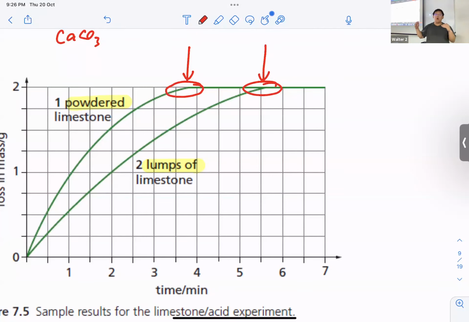But you notice that they all reach the same level of products. Understand? Okay, so this is how we interpret the graph itself. Clear? So the possible questions they can ask you is to sketch another graph on top of the existing graph.